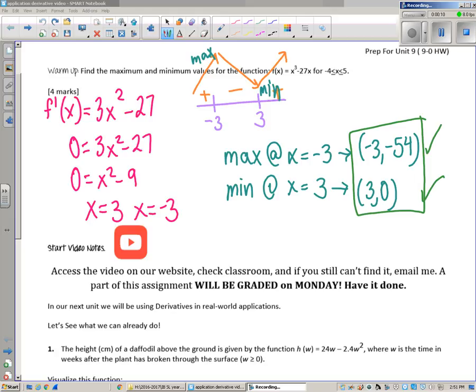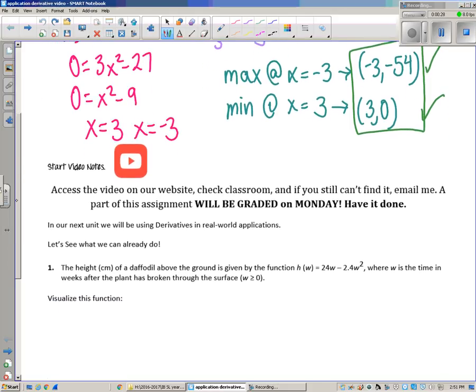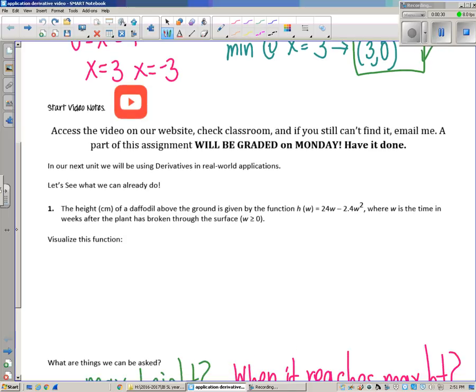You want to make sure that you're stating the maximum value at -3, -54 as a coordinate, and a minimum value at x equals 3 at the point 3, 0. So make sure those coordinates are listed. Make sure your work is very similar to what you see in this video right now. And when you're ready, if you need to pause, feel free to do that, but when you're ready, we're going to continue on with the notes portion of this homework.